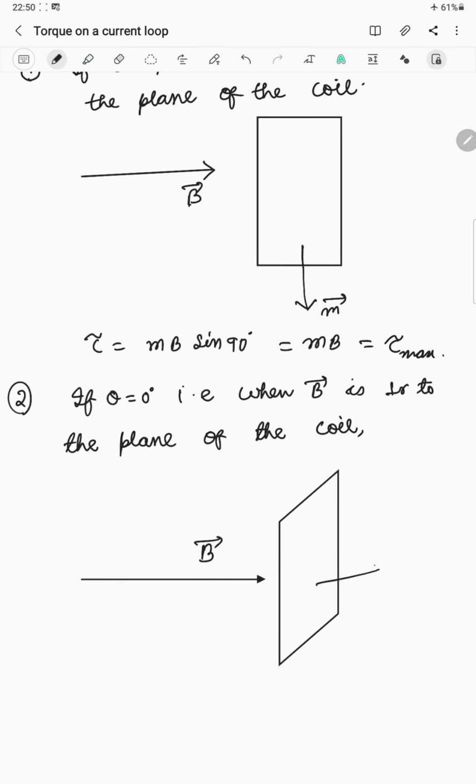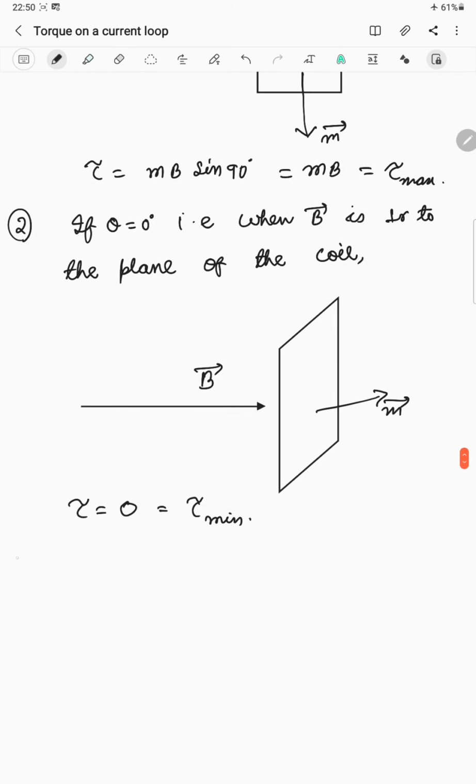So theta is equal to 0 degrees, but the plane of the coil will be perpendicular to the magnetic field. Clear? At that point, what will be the torque? Tau will be equal to how much? It will be MB sine 0. Sine 0 is 0, so it will be 0. That is, torque is minimum.